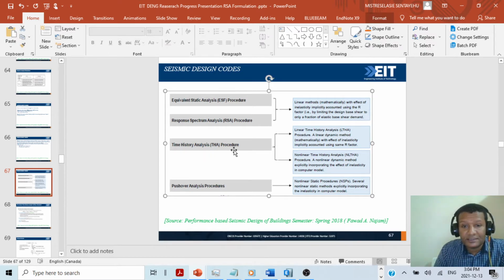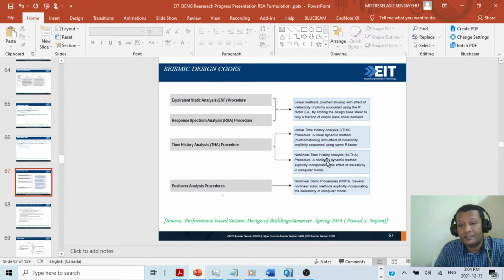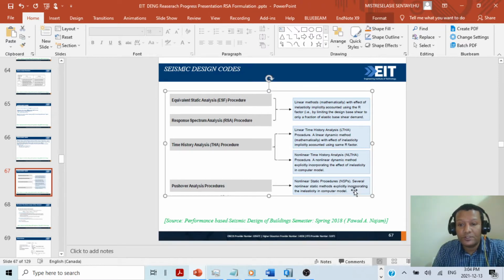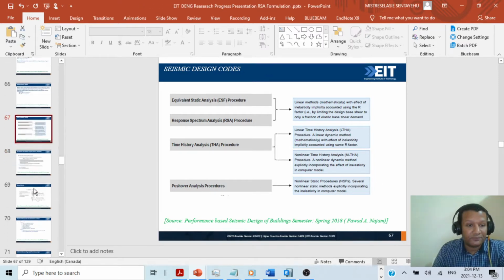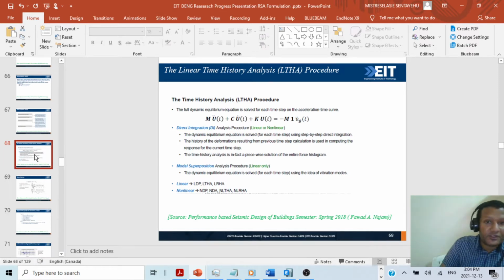Time history analysis as well: when our model is linear time history analysis, then we have to use R. But if it is non-linear time history analysis, no need to incorporate R, because the inelasticity is already modeled in the model. So non-linear time history analysis, no need. Pushover analysis procedure, non-linear static procedure, several non-linear static methods are explicitly included. We shall see this also in the next video.